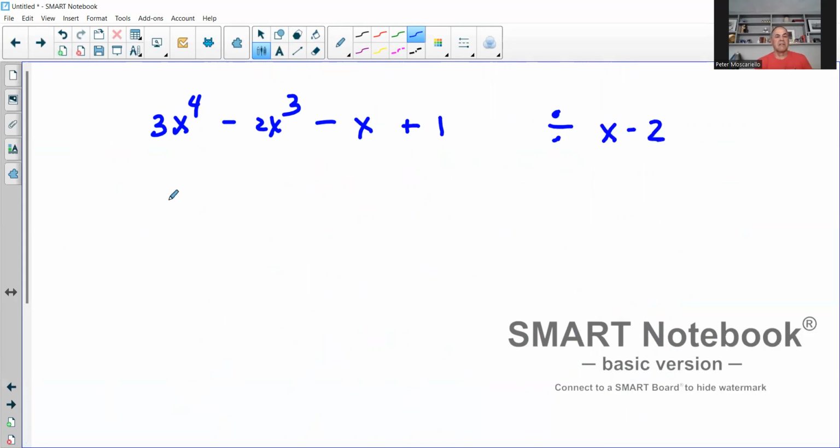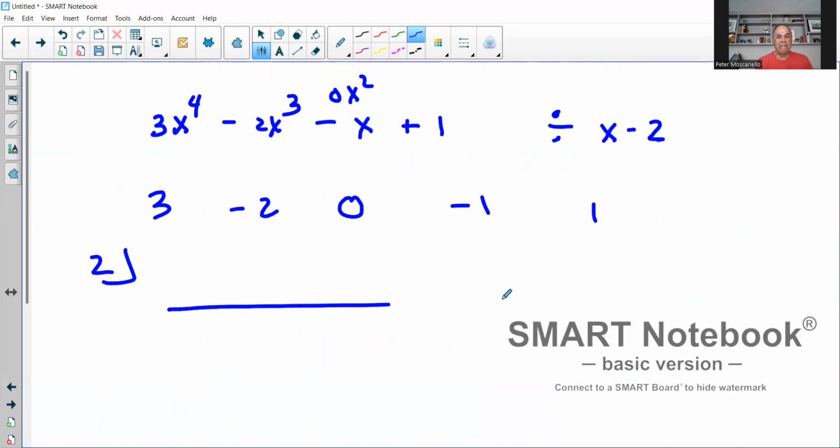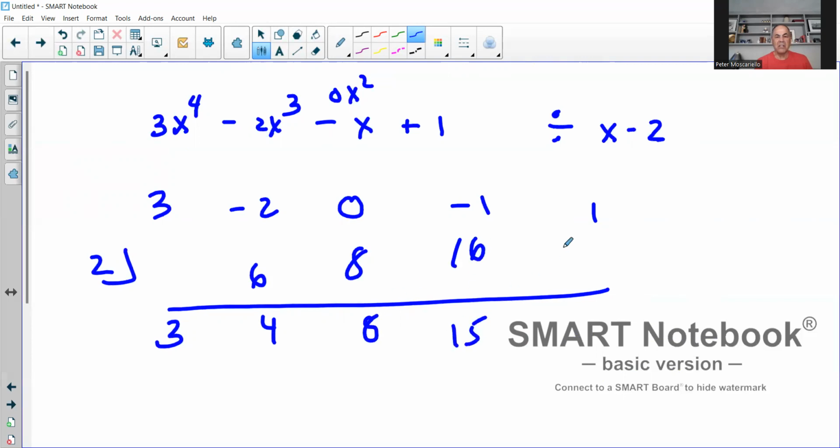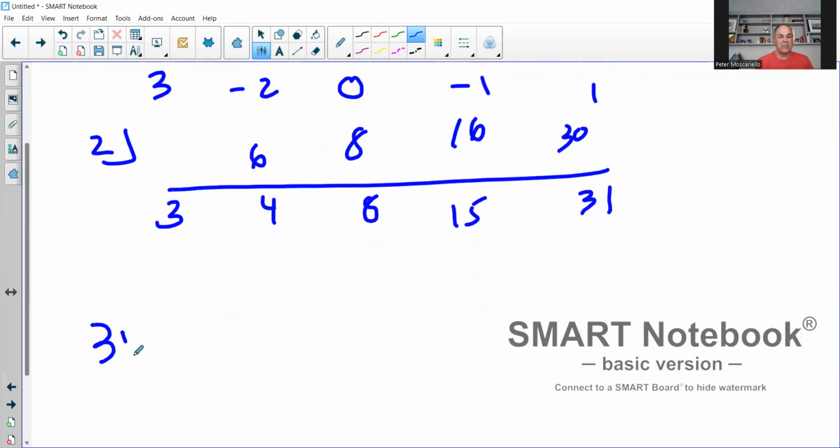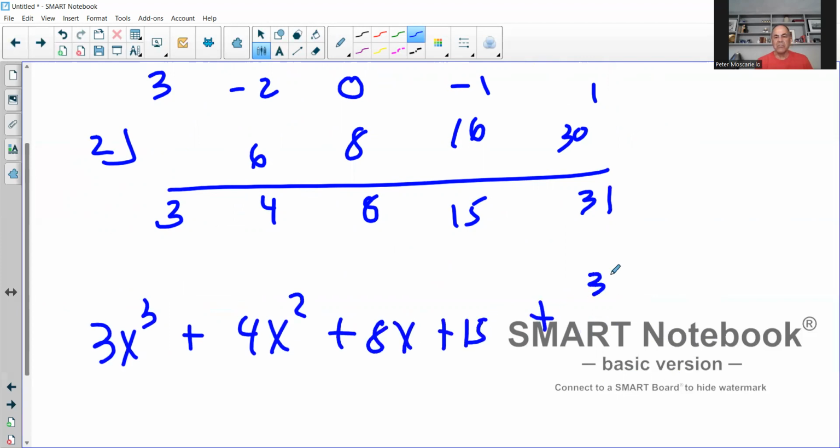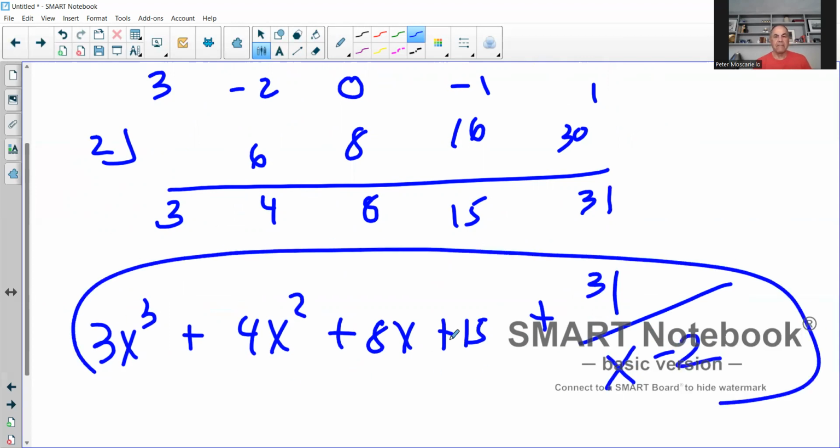Okay, we're back. 3, negative 2, 0, negative 1, 1, right? 0 x squared. And what goes here? Positive 2. 8, 16, 15, 30, 31. So if I did that right, the answer is 3x cubed plus 4x squared plus 8x plus 15 plus your remainder of 31 over, what was it, x minus 2. This is your complete answer.